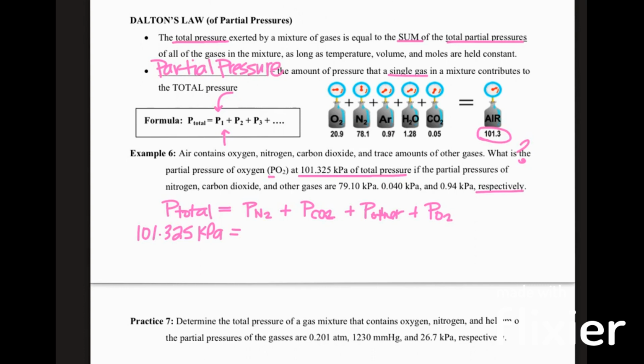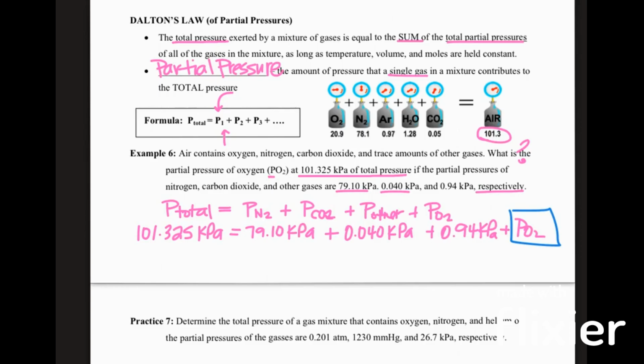Respectively, the first one was 79.10 kPa, that was my nitrogen, plus the pressure of CO2 is the next one, that was 0.040 kPa, plus the third one was the other, which is 0.94 kPa, and the pressure of O2, which we do not know. All we're really doing in this scenario is solving for the pressure of oxygen, so that should be pretty easy. We're going to add up the 79.10, 0.040, and then 0.94.